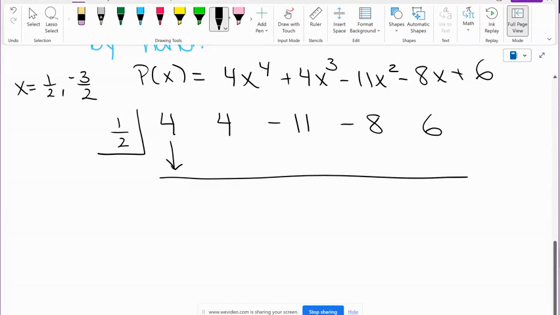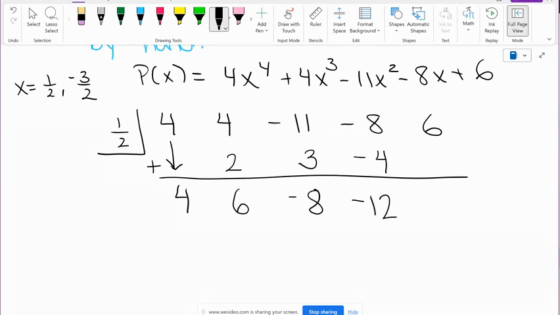Bring down that 4. 4 times a half is 2. 4 plus 2 is 6. 6 times a half is 3. Negative 11 plus 3 is negative 8. Negative 8 times a half is negative 4. Negative 8 minus 4 is negative 12. Negative 12 times a half is negative 6. 6 plus a negative 6 is 0.